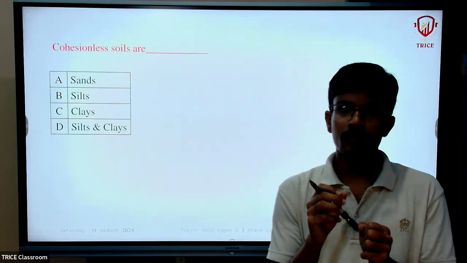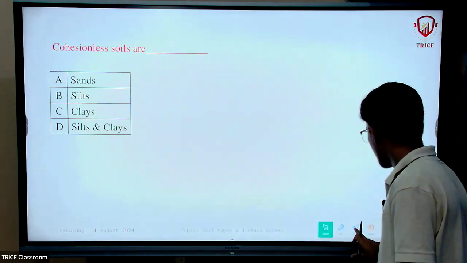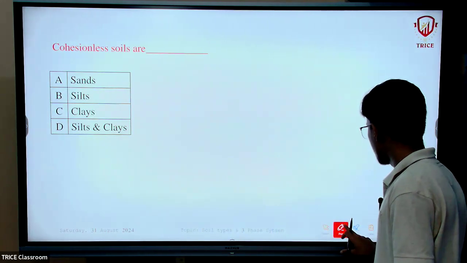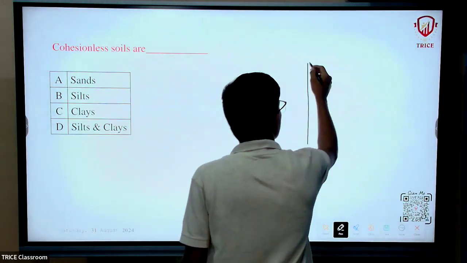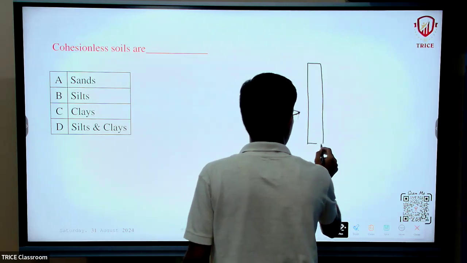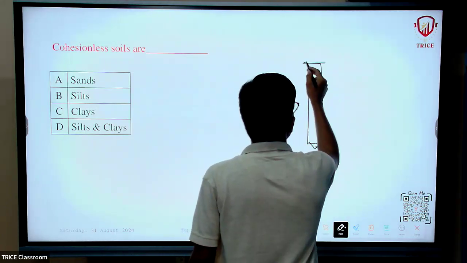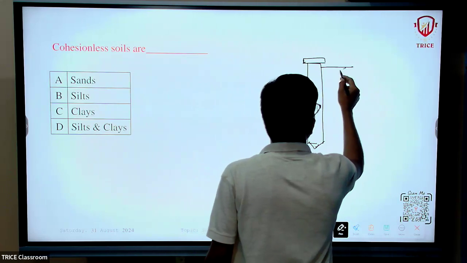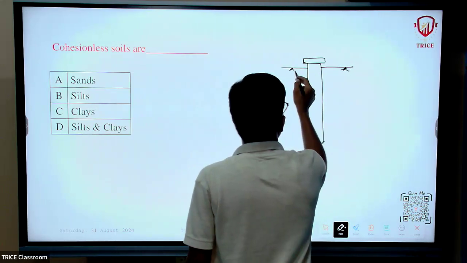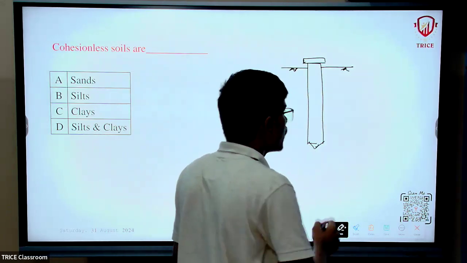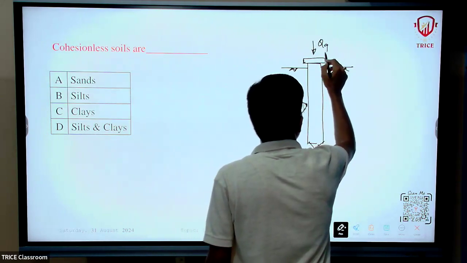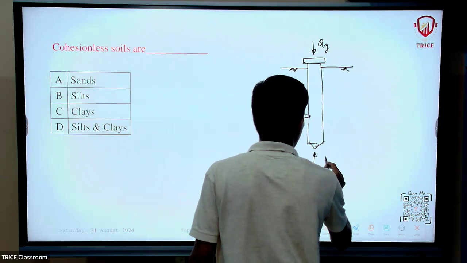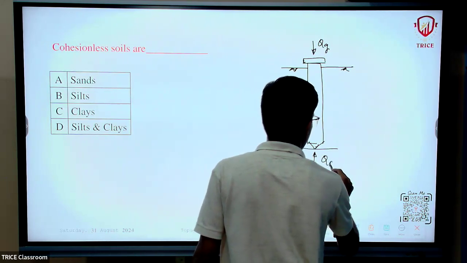Suppose you take a pile material. A pile is nothing but a long, slender column. We have the pile point, and this will be the pile cap, which rests on a certain soil to resist the loads coming from the superstructure. This is the load resistance we have to provide.